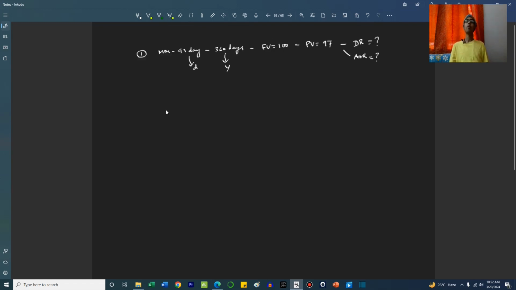Now in the same problem, if the question is to find the bond equivalent yield, how do you do that? Simply, you find the add-on rate with a 365-day convention.